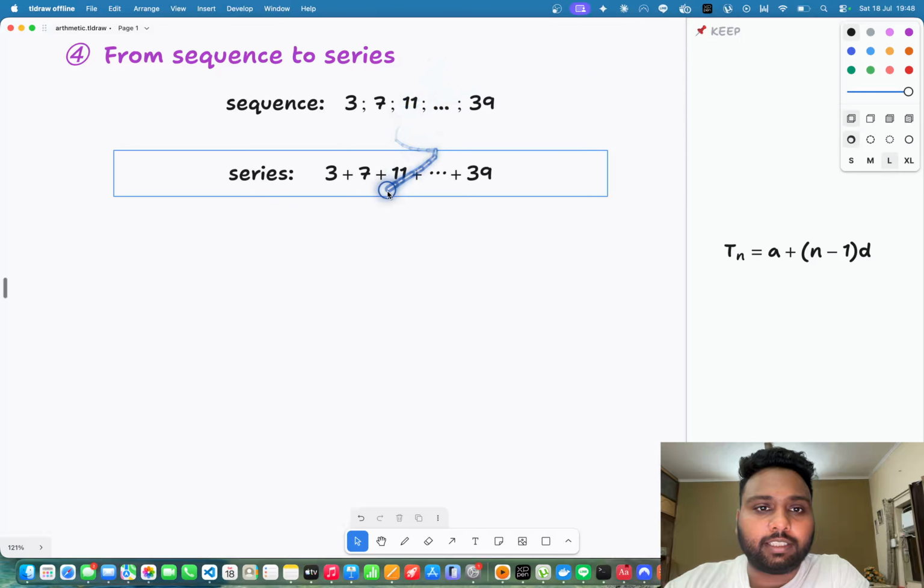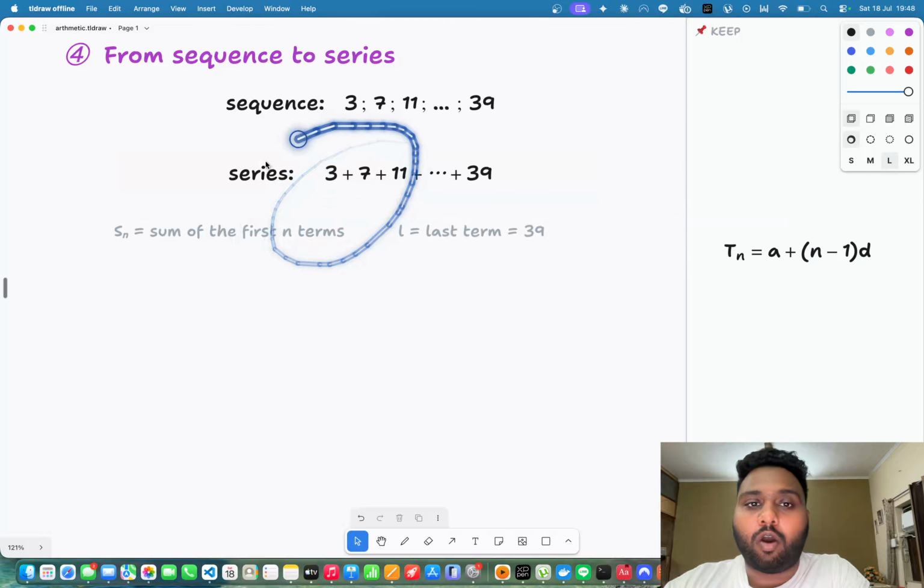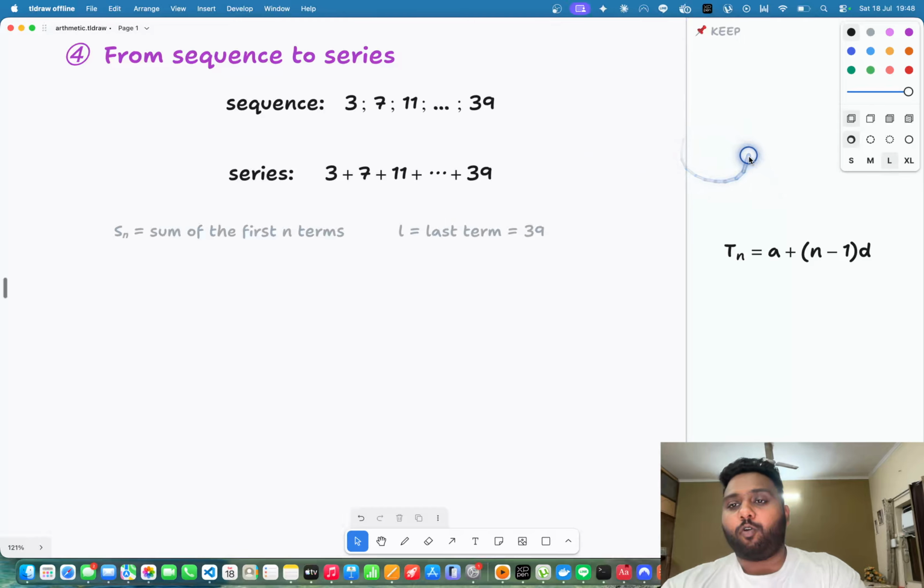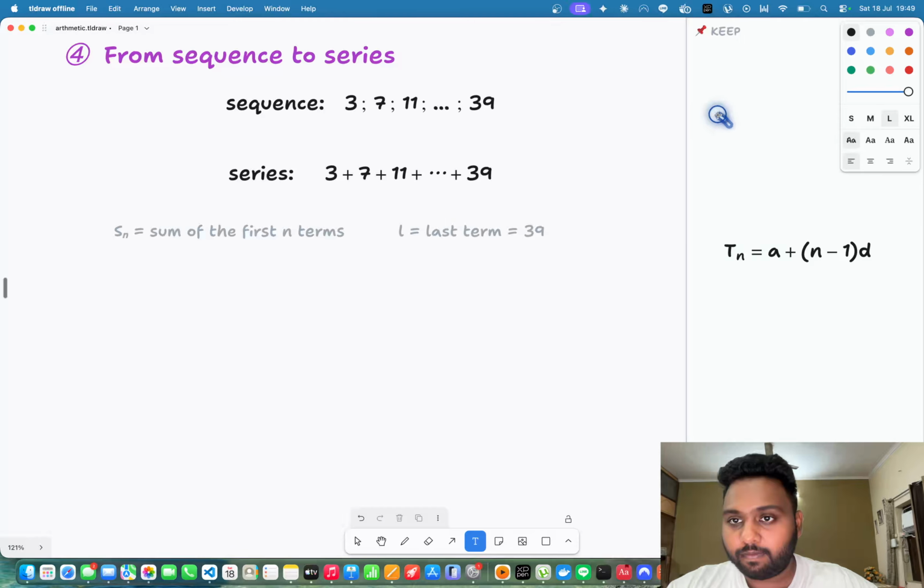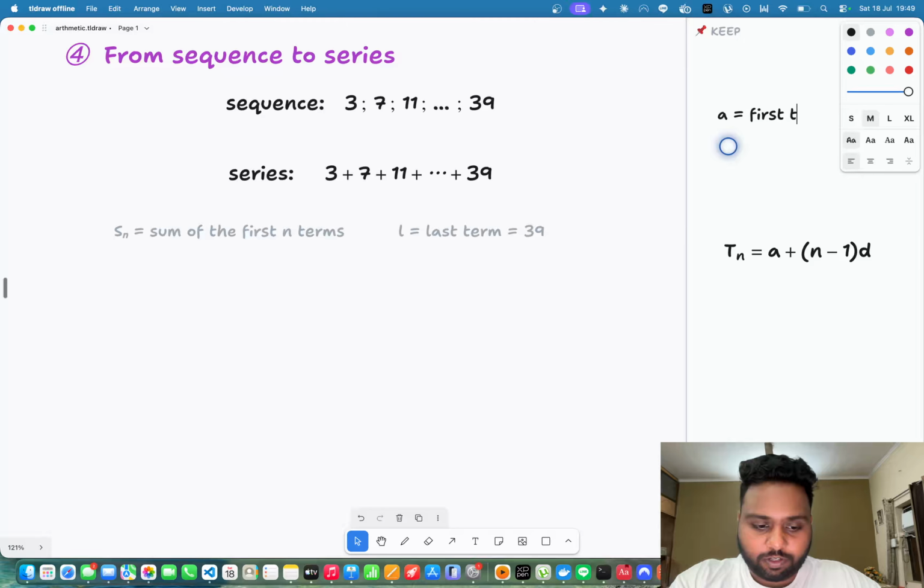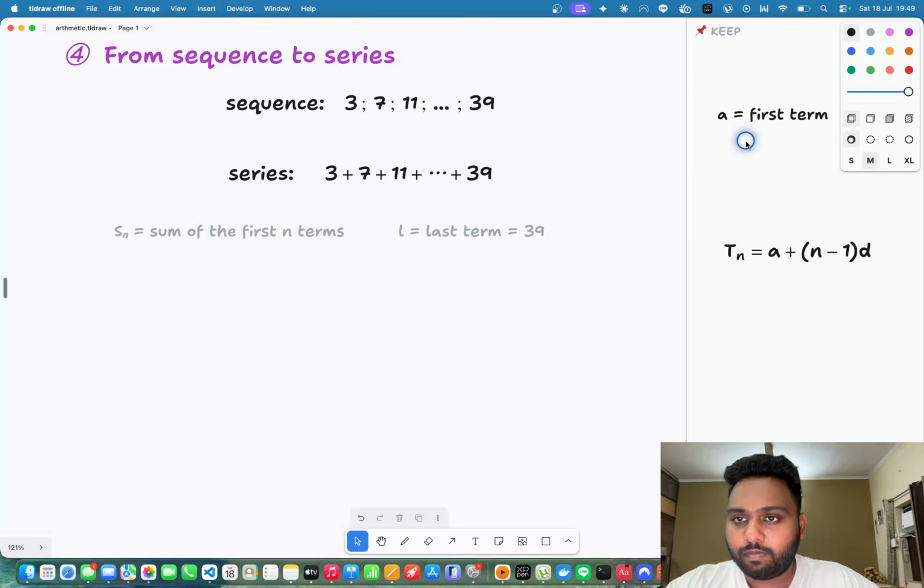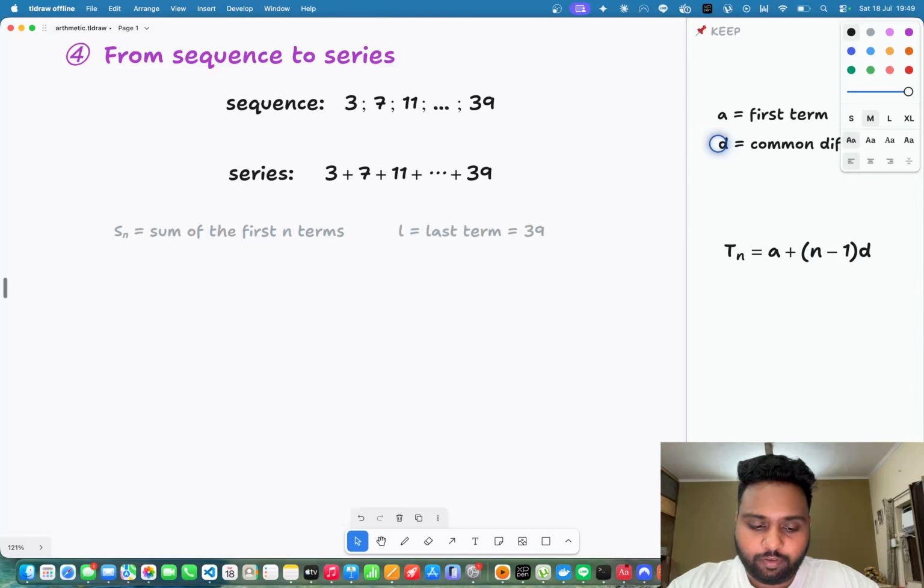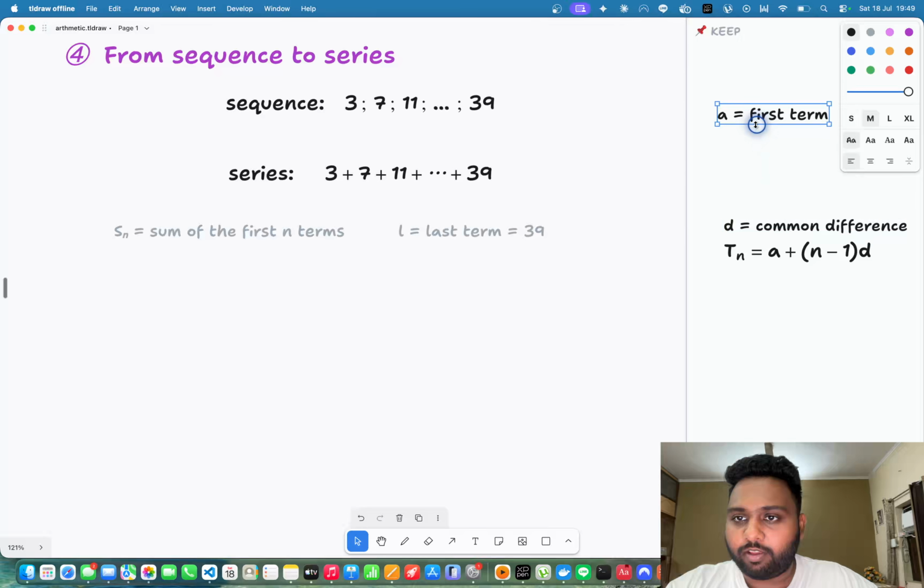This is a sequence and this is a series. The same thing written as a summation is a series. Okay, now we need to define some more terms. Before we had with us, you can write it here, a, which is the first term. Then we had d, which is the common difference.